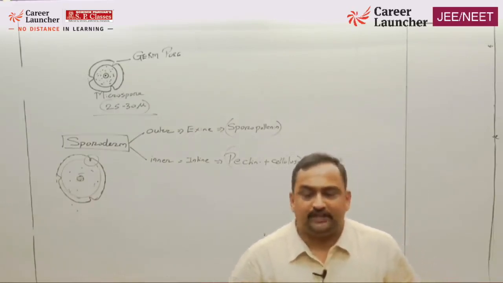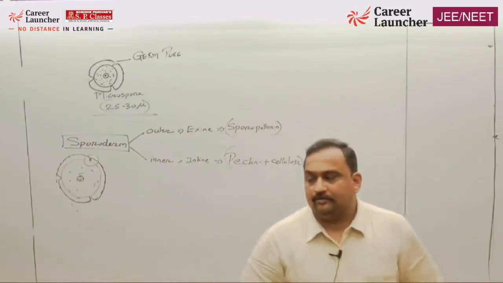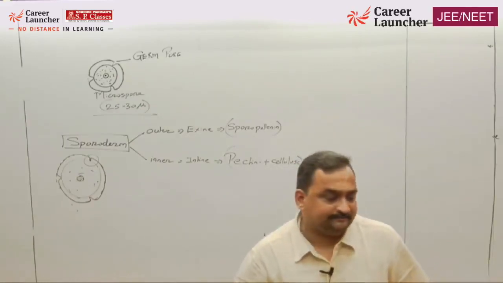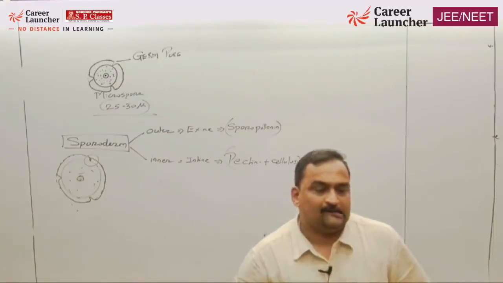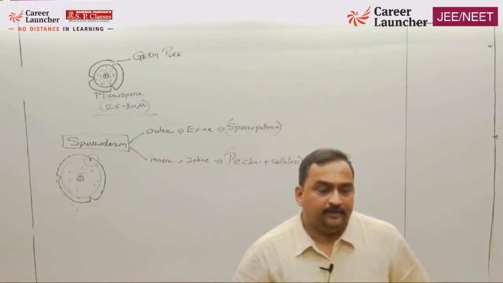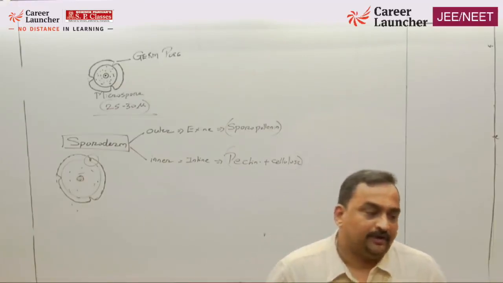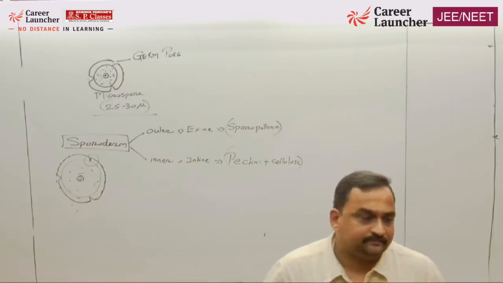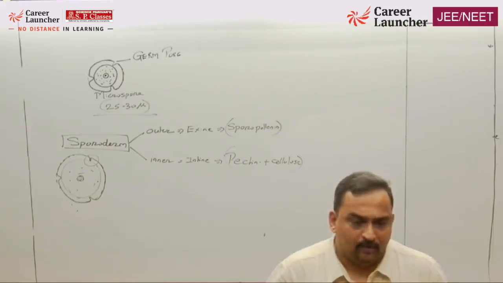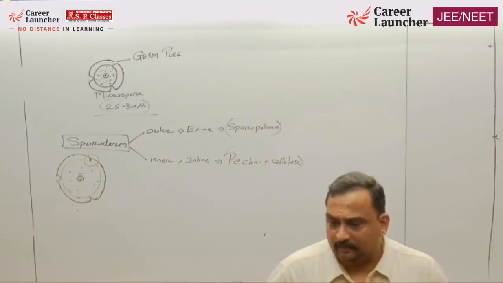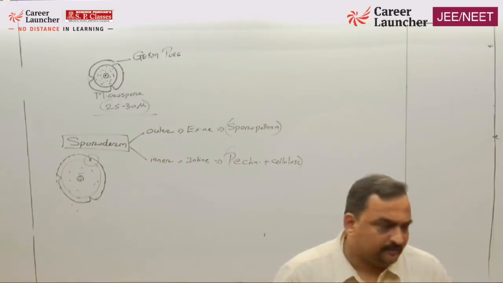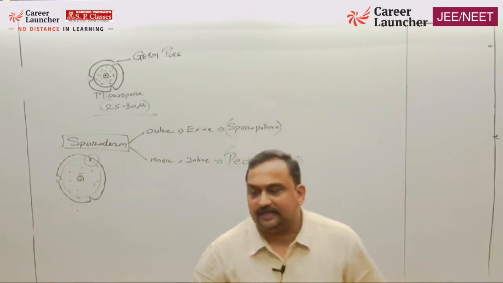Formed by microsporogenesis. It shows a haploid nucleus surrounded by cytoplasm. Third point, it is about 25 to 30 micron in size.